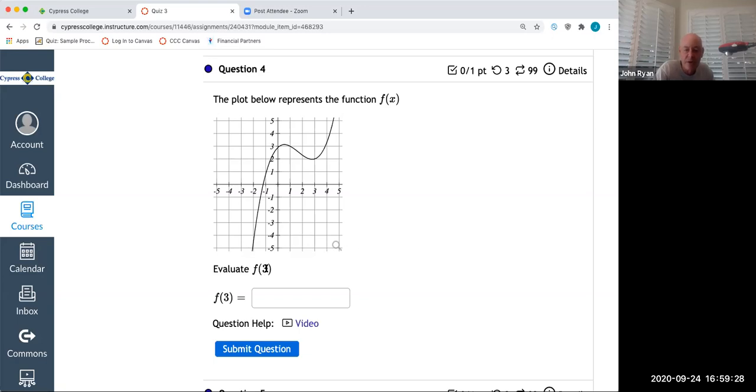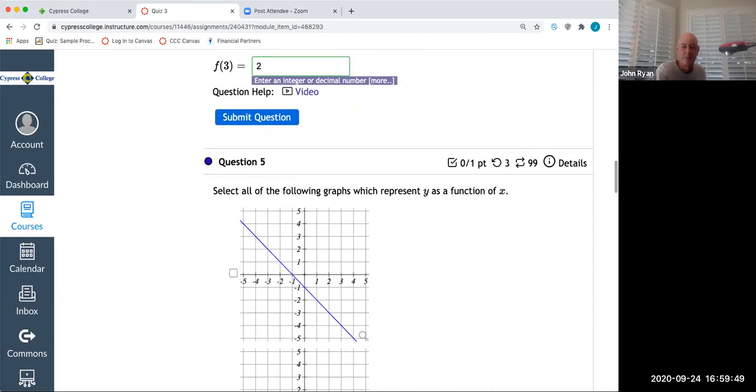So this 3 right here, that is an x value. So I'm going to go where x equals 3. That's x equals 3. Well, what's y when x equals 3? I'm up here at 2. See that? So my answer is 2. That simple.